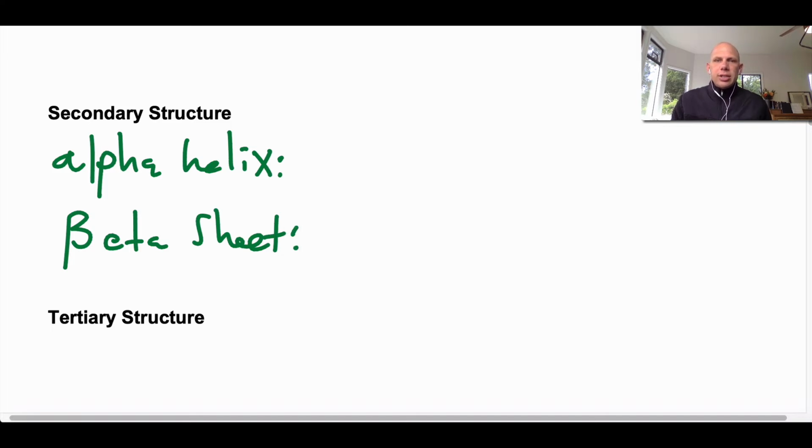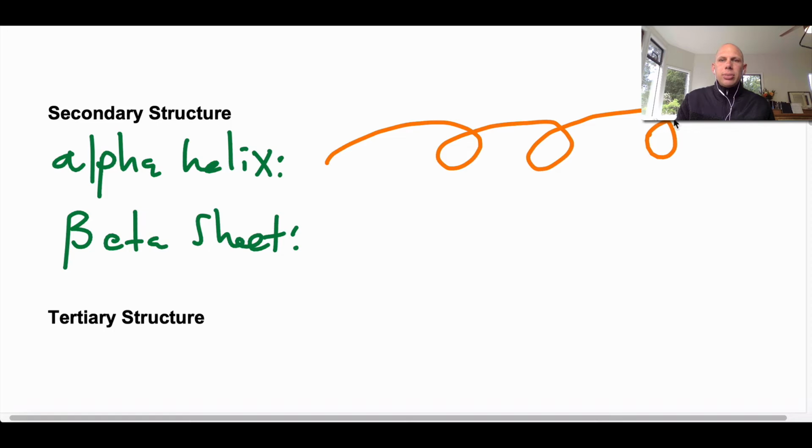So an alpha helix is when that structure forces the amino acids to form in somewhat of a helix like this. So these are individual amino acids, and this is actually stabilized by things called hydrogen bonds. You have these structured hydrogen bonds between the different side chains, which stabilize it.